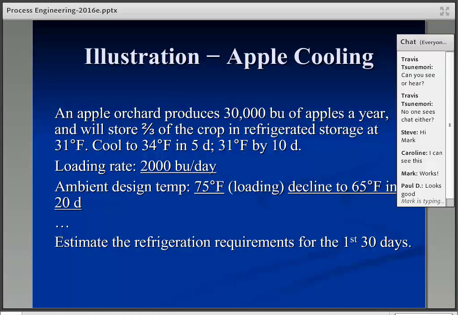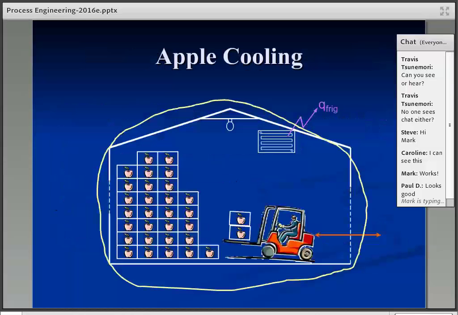And the large problem will be to estimate the refrigeration required during the first 30 days as all these changes are taking place. I'll do some examples of a couple little parts you need to work that whole problem. Here's a diagram of the process. You can see apples are being carried in there. I've shown on the drawing the refrigeration that's removing heat from that space. So that's a cue for a heat flow term going out.